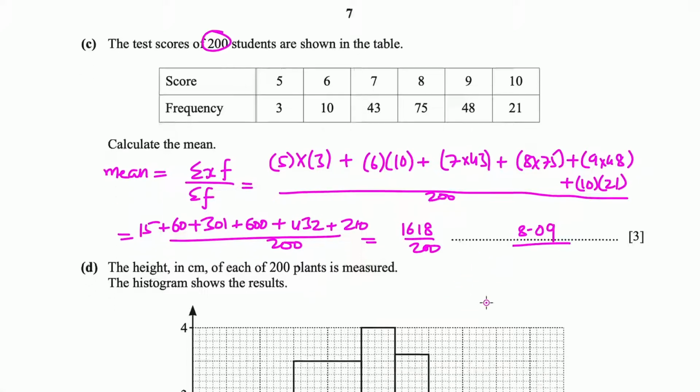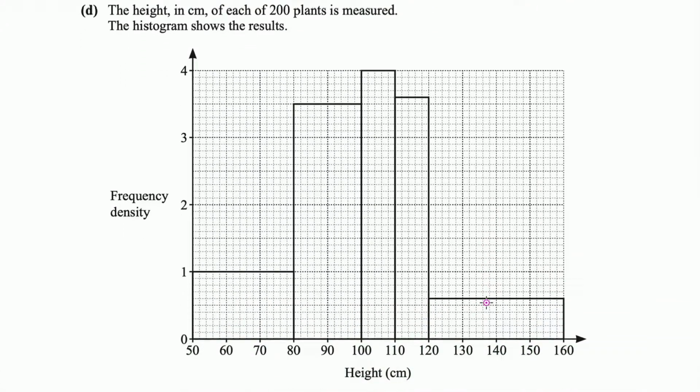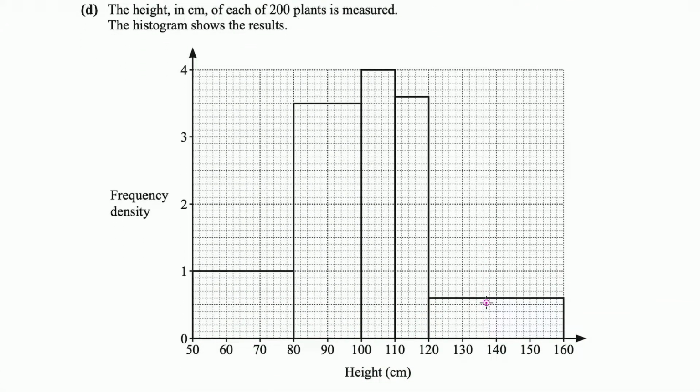Now let us go to the D part. In the D part, the height in centimeters of each of the 200 plants is measured. The histogram shows the results. As you can see, the histogram has frequency density. Now, do you know what frequency density is? Frequency density is nothing but frequency by class width.